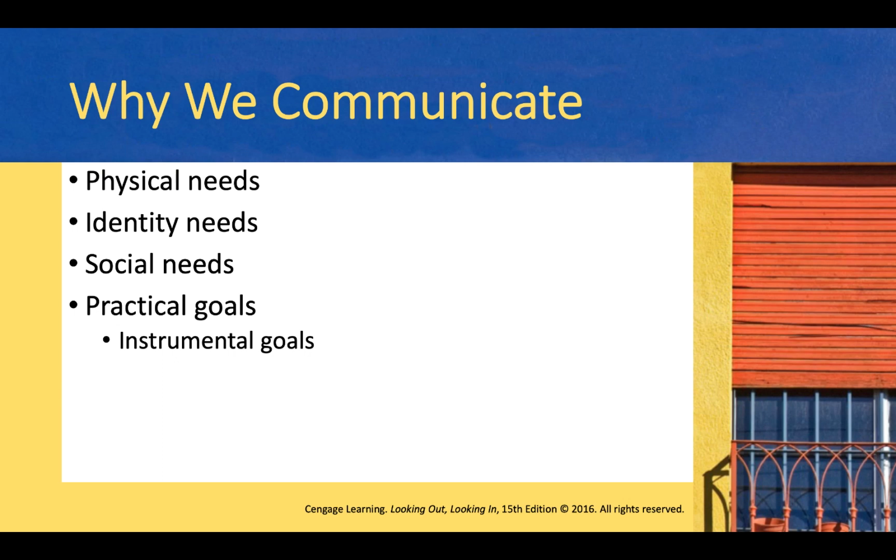Why we communicate: physical needs, identity needs, social needs, and practical goals. Hopping to identity needs, we learn about ourselves through interaction with other people. In a sense, we decide who we are based on how people react to us.